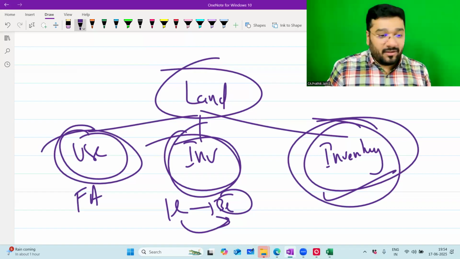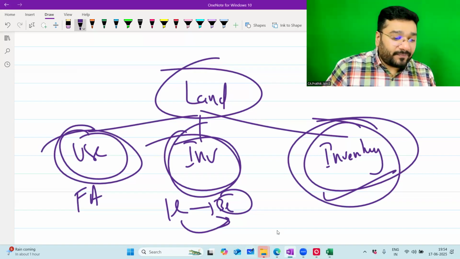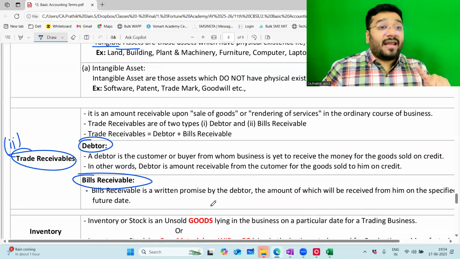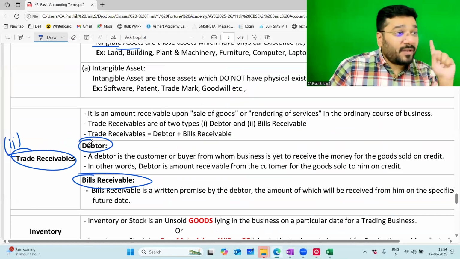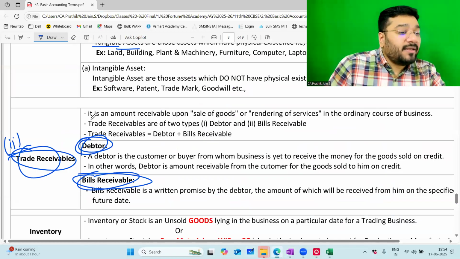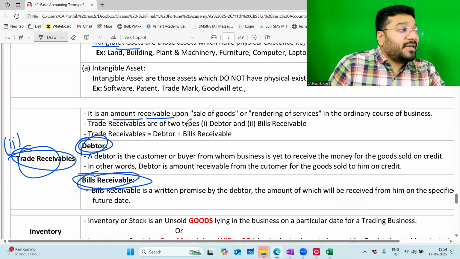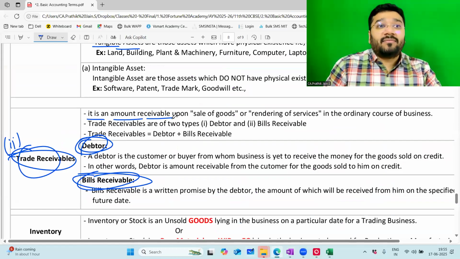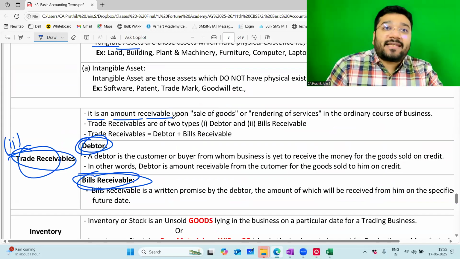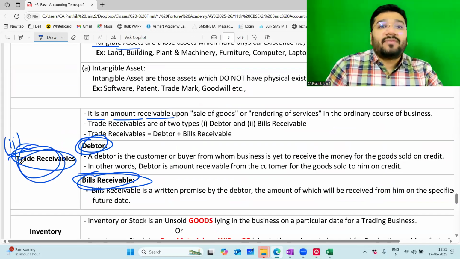So do not learn any knowledge only for namesake. Understand why we are learning and where we are going to apply it in the future. Be realistic. Trade receivable, debtor and bills receivable. What is trade receivable? It is an amount receivable. Receivable means what? I've not received it. I'm yet to receive. When will I receive? In future. Anything that I receive in future is an asset. That's why trade receivables come under asset.